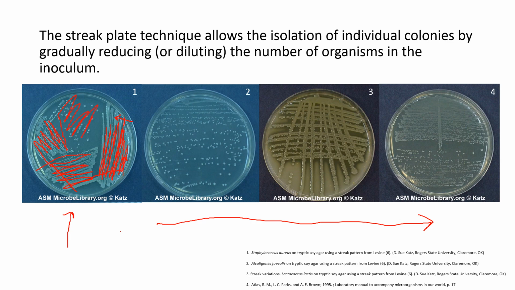And by the time you get to quadrant 4, you should have individual colonies. Each colony represents one bacterium or a short chain of bacteria that grew several thousand times to make a little clump of cells that we see as these distinct circle forms.